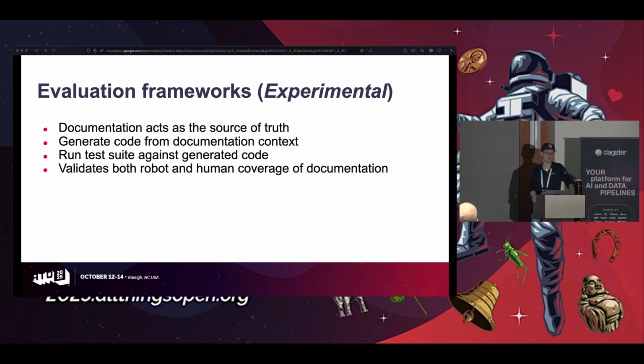And then we can think, well, if a robot can use our documentation to generate code, then it probably can work for a human too. But this is something that's still experimental, and we're just seeing if we can build a test suite for the coverage of our documentation as an evaluation framework.